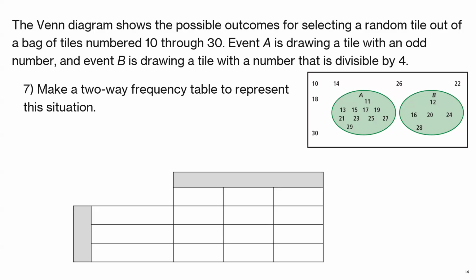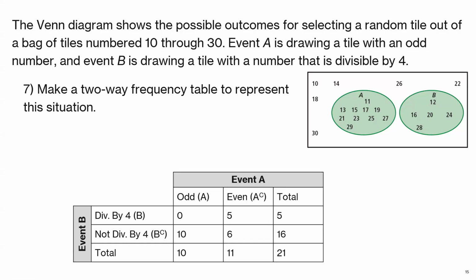So let's make our table. We're going to have the columns represent odd versus even, and the rows, left to right, represent divisible by 4 or not divisible by 4. So looking at all of the outcomes here in our Venn diagram, it lists it for us. Event A is all of the odd numbers. Event B is all of the numbers divisible by 4. So here we have our table. There are no odd numbers that are divisible by 4, so that's why there's this 0 here.